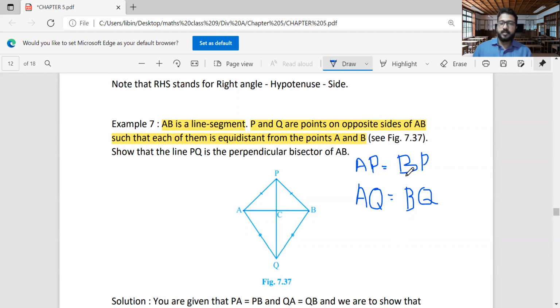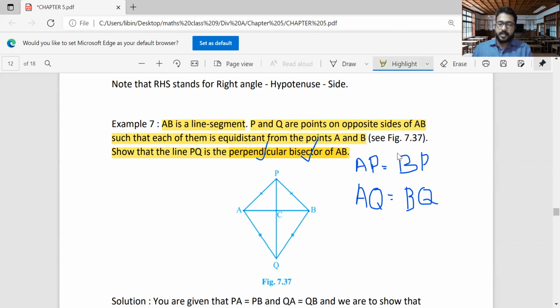Now, what are we asked? We want to show that the line PQ, the line joining P and Q, is the perpendicular bisector of AB. Actually, you are asked two things. One is perpendicular. We want to show that this is perpendicular. The next one is bisector, which means it divides the line segment AB equally. We want to show both of them. Okay? Clear?